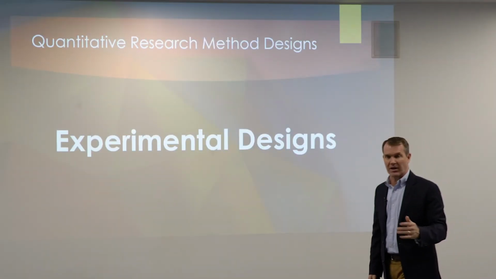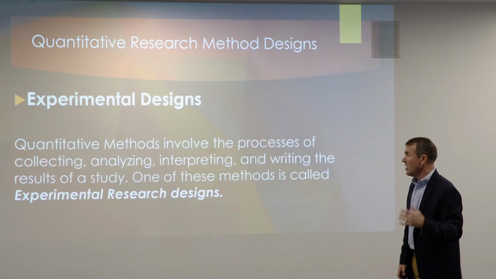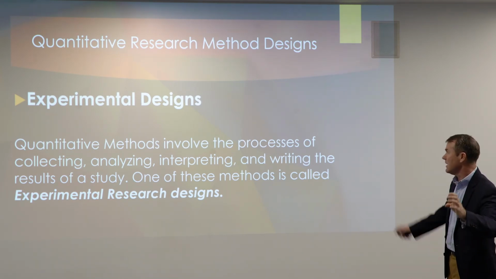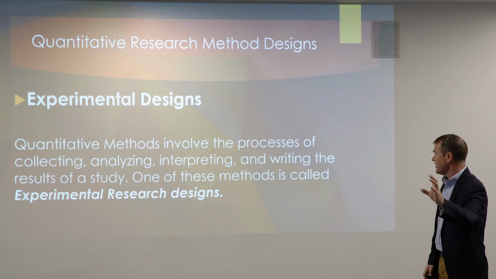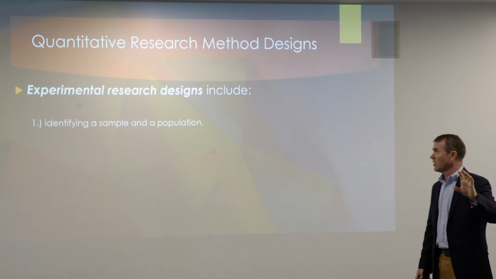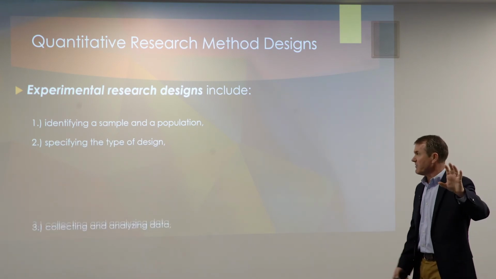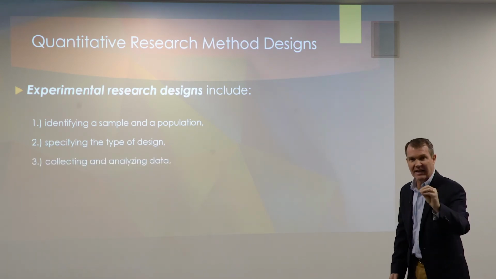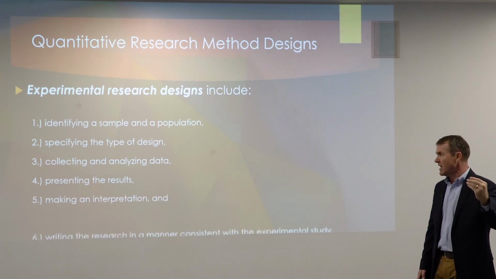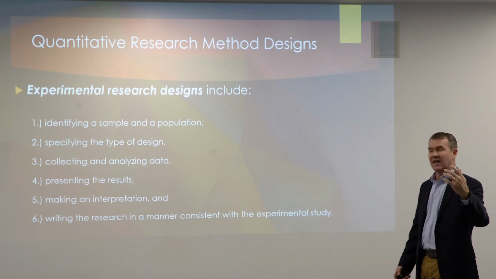Experimental designs, number 3. I know we're kind of short on time, so I'm going to go through these quickly. Quantitative methods involve a process of collecting, analyzing, interpreting, and writing the results of a study. One of these methods is called experimental research design. In experimental research designs, you have 5 things. You identify a sample population. You specify the type of design. You collect data and organize it. You present the results, and then you make an interpretation, and finally you write the research in a manner consistent with the experimental design of the study.